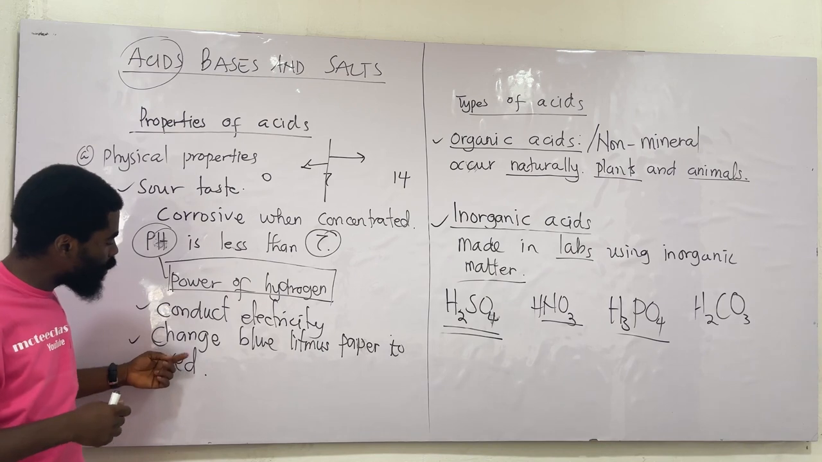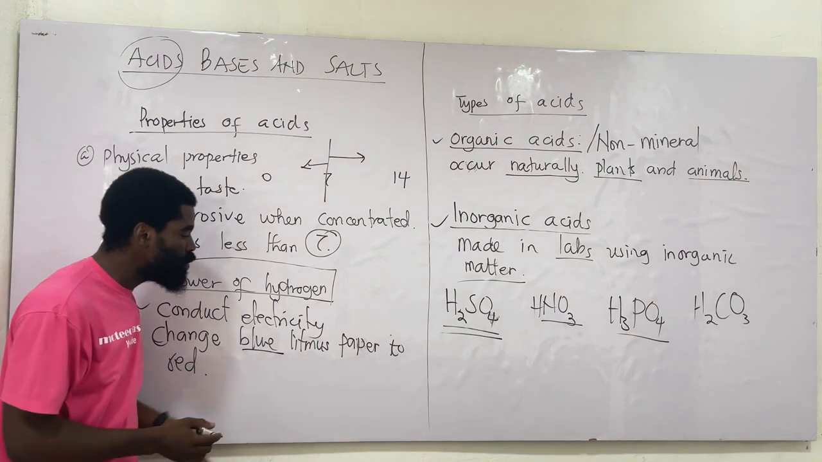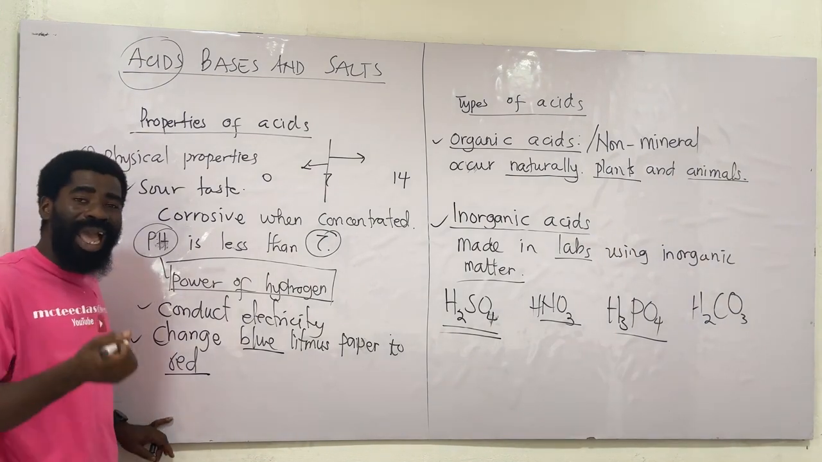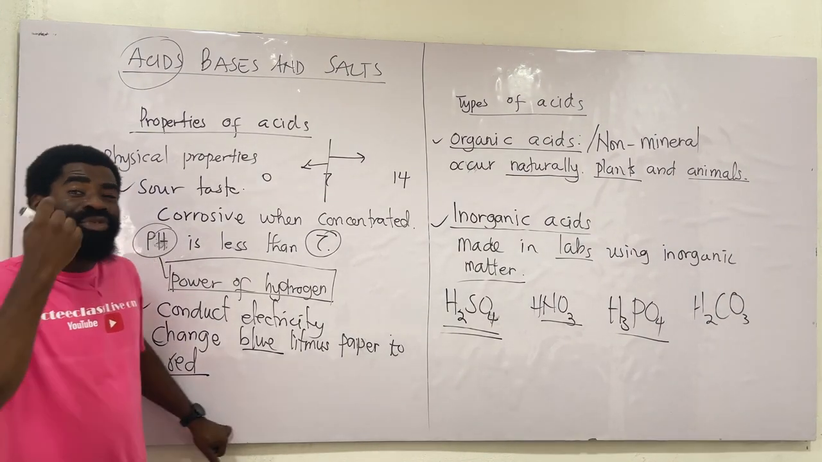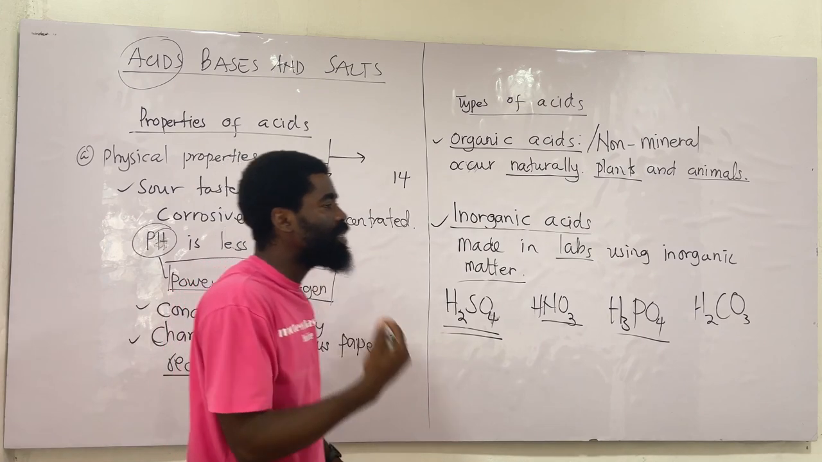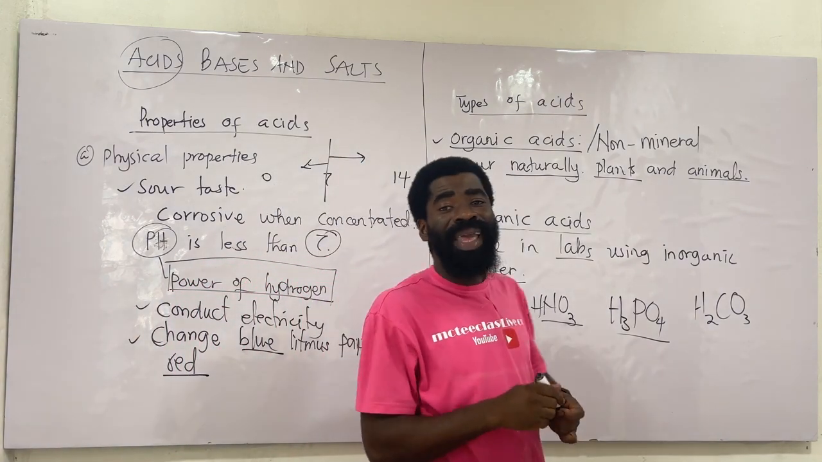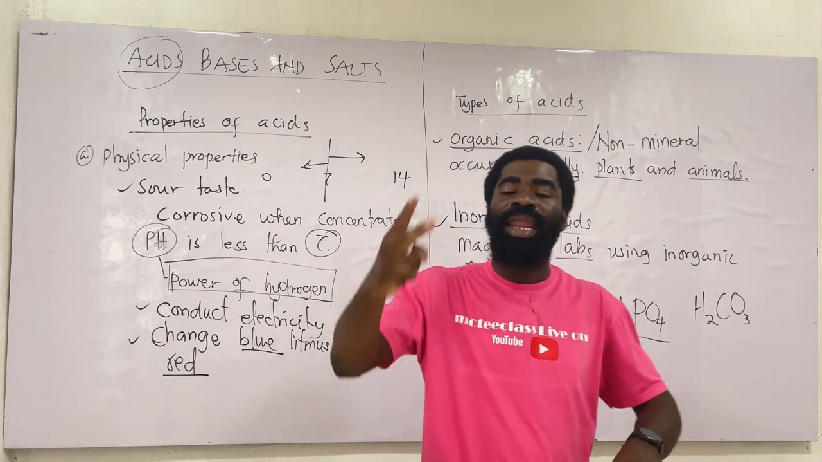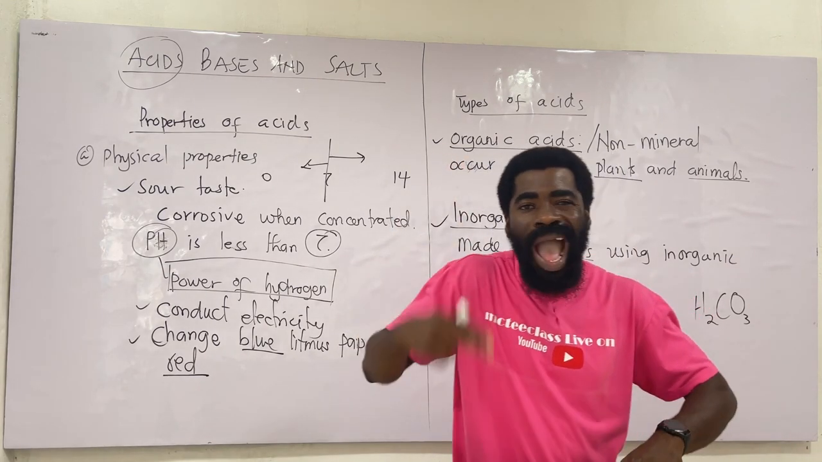Remember that I said when you put a blue litmus paper into a substance and it changes to red, that means that substance is what? An acid. But if I have a red litmus paper and I put it into a solution and it remains the same, the color does not change, it gives me two things. Either the solution is water or an acid.